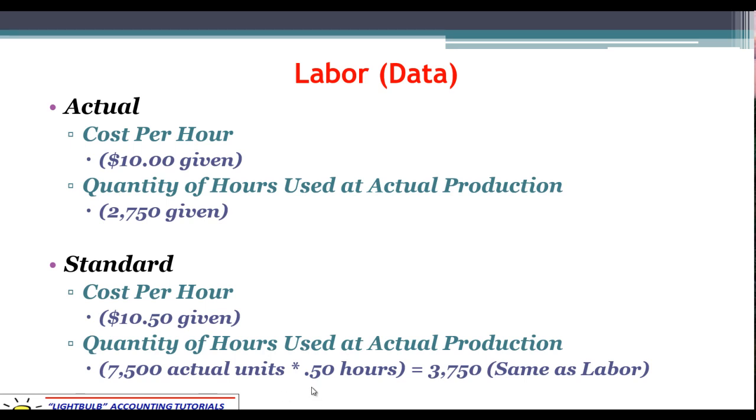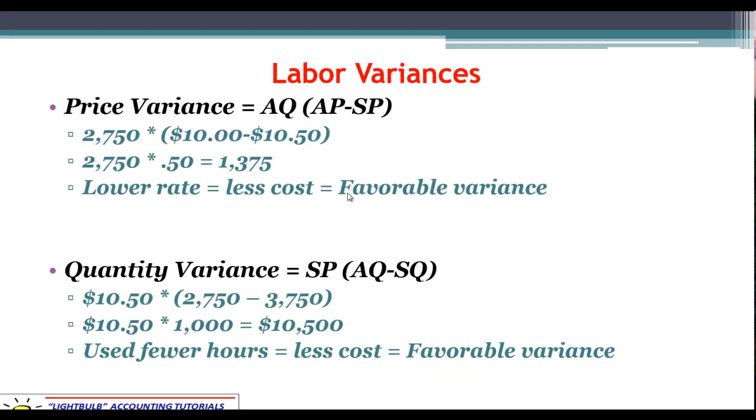You may recall from that data set earlier that it was 0.50 hours expected to be used per unit. This gives us 3,750, which it actually is labor. We're going to see that it's going to be the same as overhead later on. So when we do the calculation there, it's the same basic calculations. We're just plugging different numbers in.